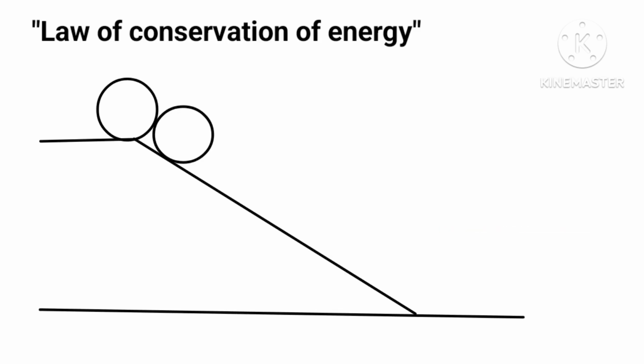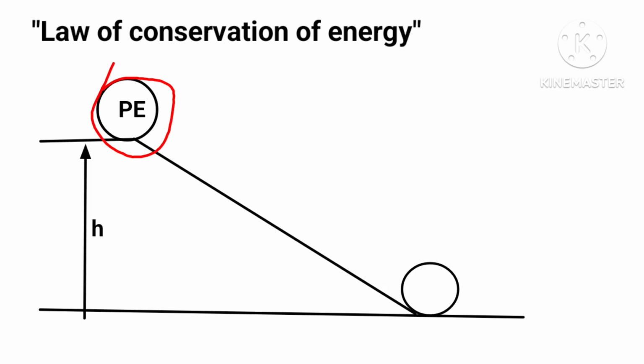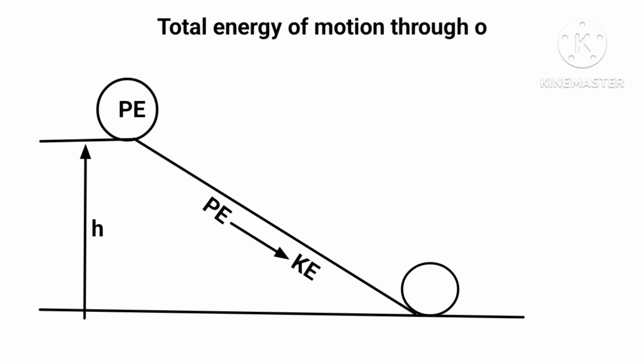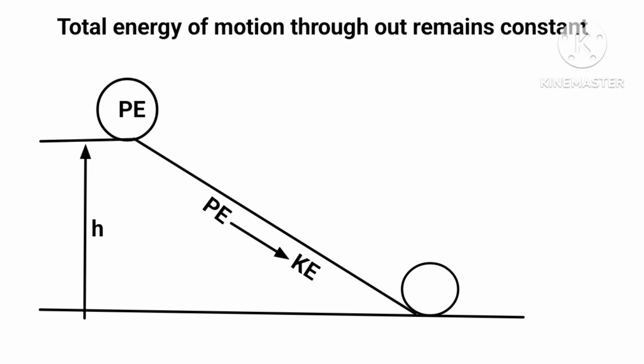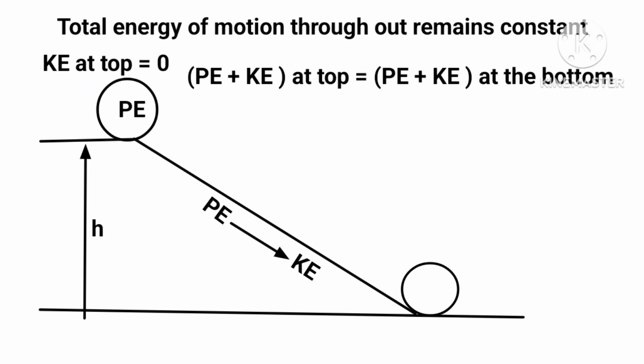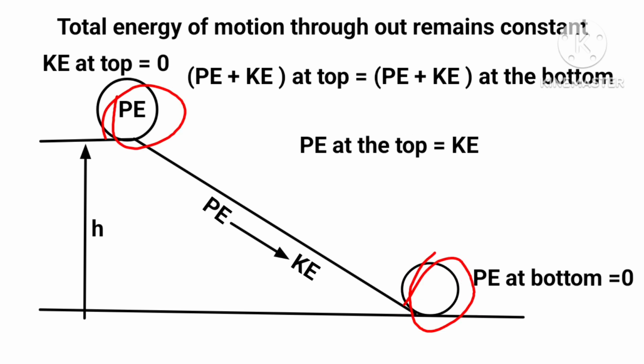Let a ball roll down an inclined plane. At the top of the hill, the ball has potential energy due to its height. As it rolls down to the bottom, the potential energy is converted into kinetic energy. Total energy through the motion always remains constant. That is, PE plus KE at the top equals PE plus KE at the bottom. Here KE at the top equals 0 and PE at the bottom equals 0. Therefore, PE at the top equals KE at the bottom.